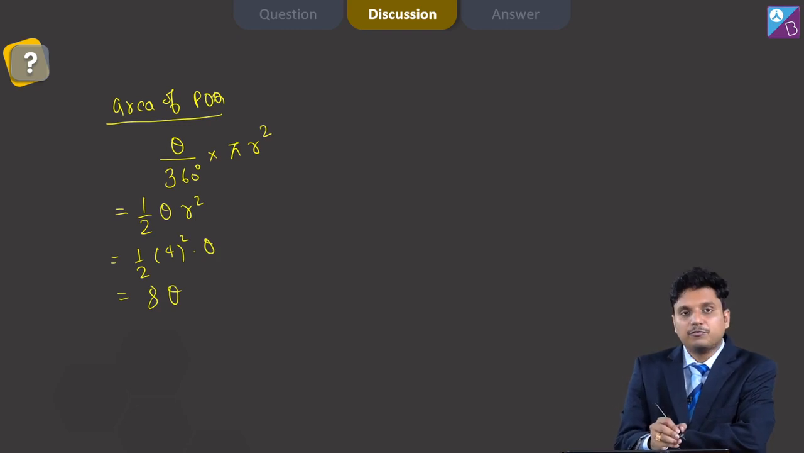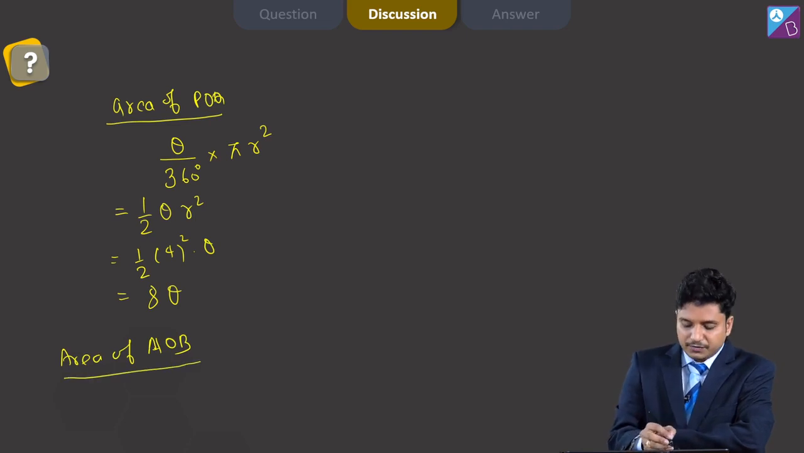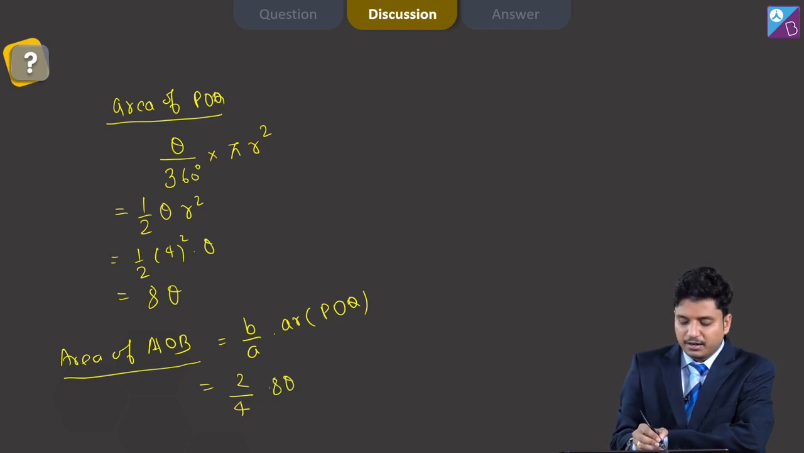But here we have to find the area of sector AOB on the ellipse. This will be equal to B by A into the area of sector POQ. So B by A is 2 by 4, and we multiply this by 8 theta, which is equal to 4 theta. That means the answer will be 4 tan inverse 2 by 25.